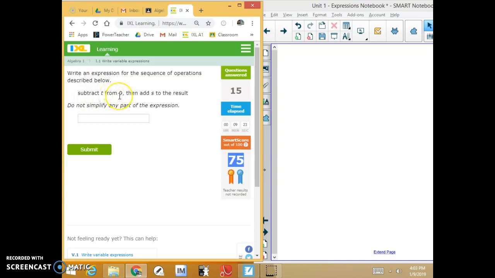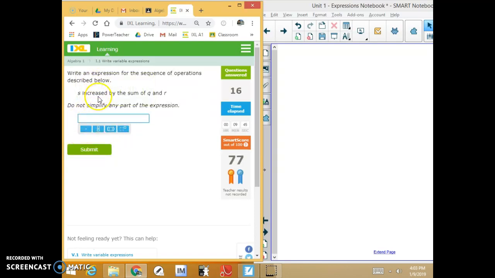Subtract t from 9, and then add s to the result. So when I see from, that means 9 is going to come first, and I'm going to subtract t. And then I'm going to add s to the result. So I'm going to do that, and whatever I get, I'm going to add s to it.